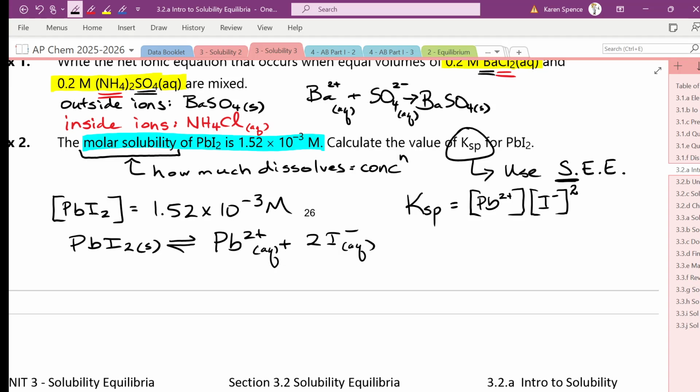How many people think they can see what concentrations they would throw in there? Think about that for a minute. What concentrations would you put in there? Have a chat with your neighbor about that. What concentrations do we have for the lead and the iodide? Give me a little wave if you think you know. Got 1, 2.